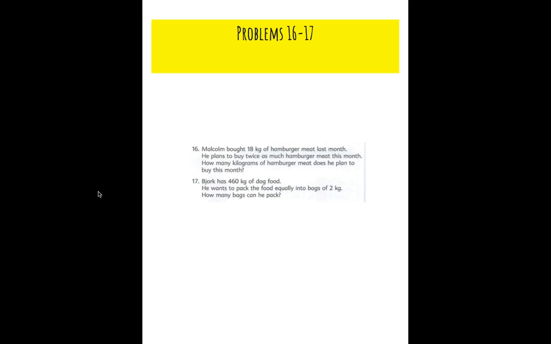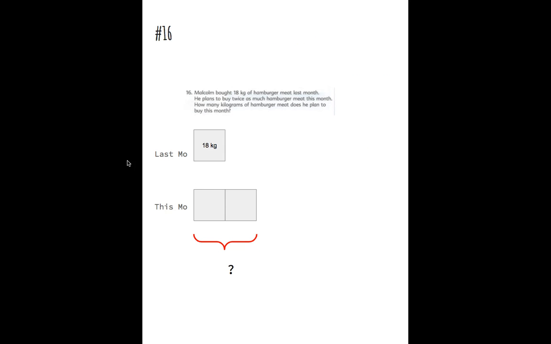Okay, so now you've unpaused the video. You're ready for 16. Malcolm bought 18 kilograms of hamburger meat last month. He plans to buy twice as much hamburger meat this month. How many kilograms of hamburger meat does he plan to buy this month?